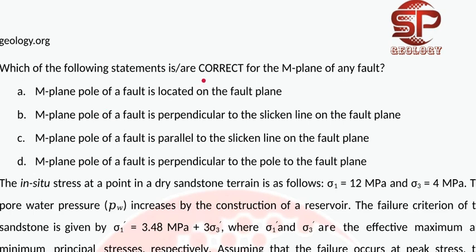Which of the following statements is correct? These are for the M plane of the fault. The M plane is a plane that is perpendicular to the fault plane, you can say. Here it is given the pole of the M plane of a fault, so you have to remember this. The pole of the M plane of a fault is located on the fault plane. It is correct. The pole of the M plane of the fault is perpendicular to the slickenline of the fault plane. The M plane itself is parallel to the slickenline, but the pole of the M plane is perpendicular to the slickenline. And the pole of the M plane of the fault is perpendicular to the pole of the fault plane.